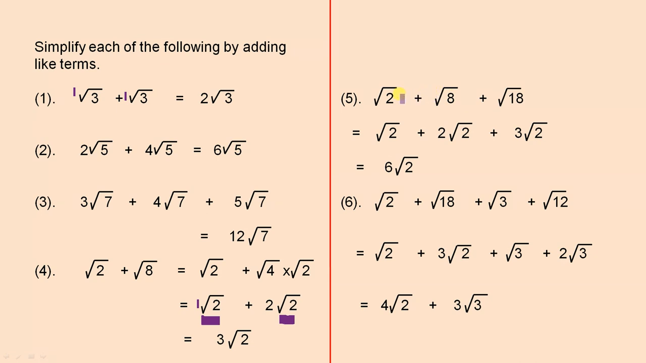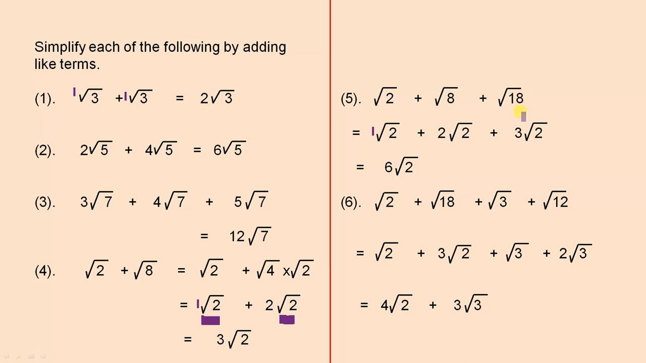Number 5, the square root of 2 plus the square root of 8 plus the square root of 18. You can see that those numbers are different. So let's see if we can do some manipulation here. The square root of 2 remains the same, that's a 1 outside. The square root of 8 is 2 the square root of 2, because that's the square root of 4 times the square root of 2, so that gives you 2 the square root of 2.